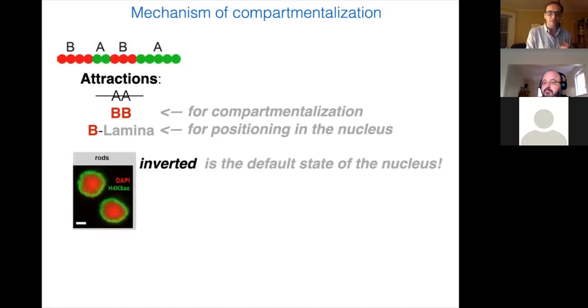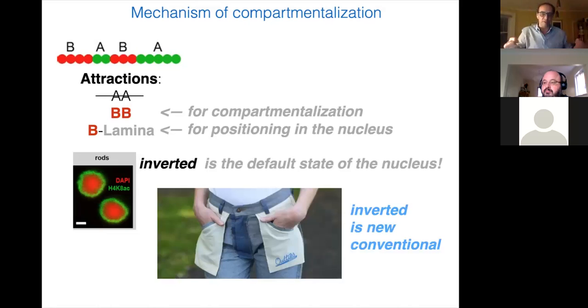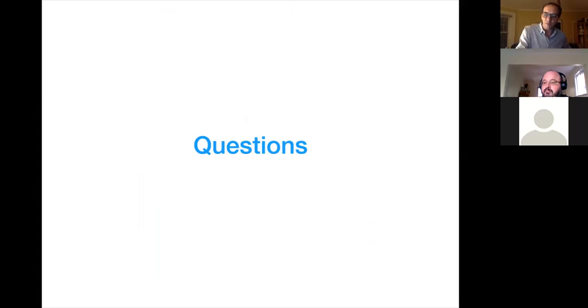And then on top of that, for some reason that we don't really understand, in the vast majority of cells B is tethered, pulled to the periphery. So inverted is the default state. It's like inverted is the new conventional. We don't know why cells are organized this way, but the underlying physics is attraction between silenced regions of the genome. And with this, I will pause for quick questions and proceed to tell you about the motors.